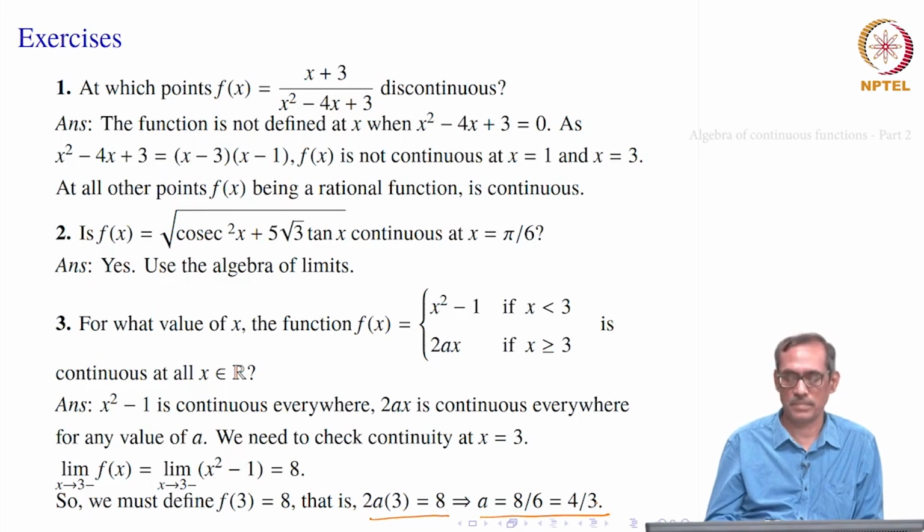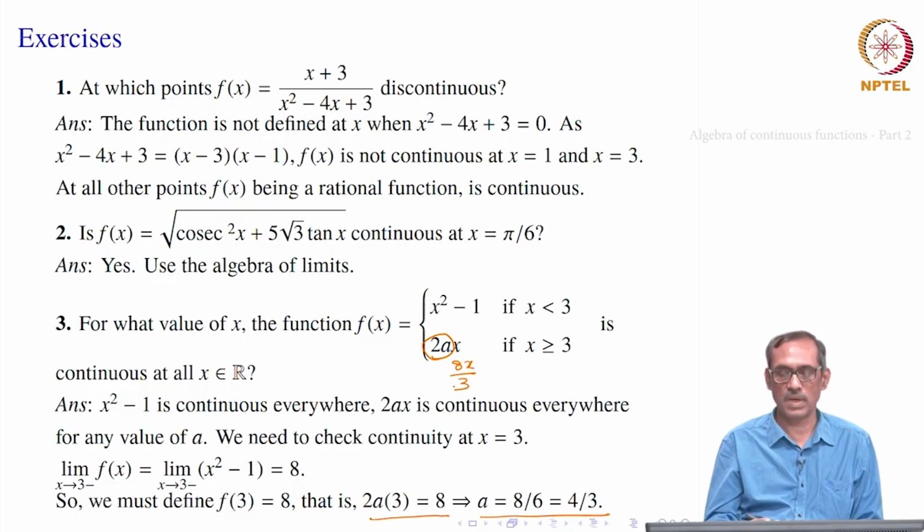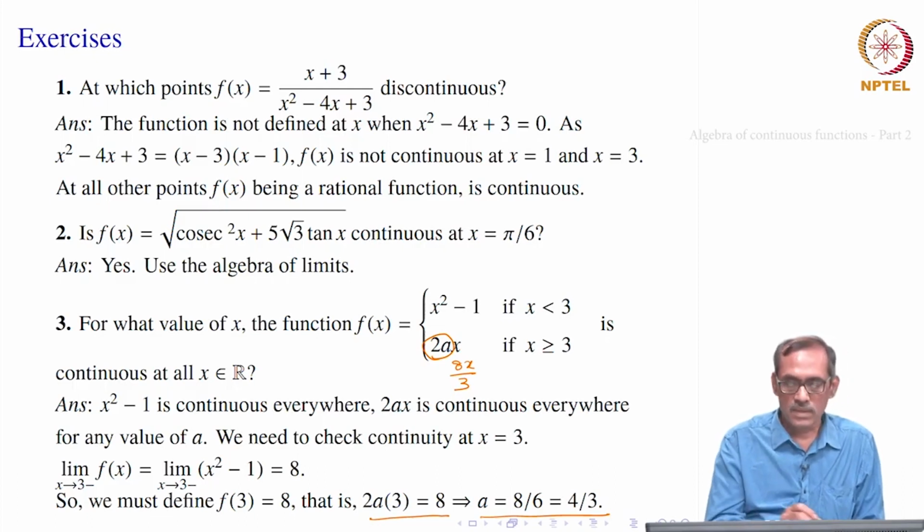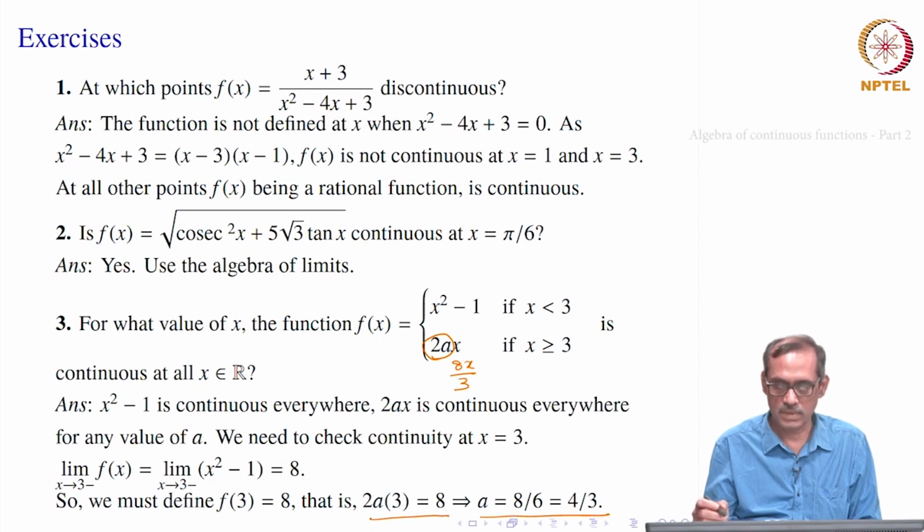So, 6a equal to 8, that is the functional value, which gives a equal to 8 by 6, or 4 by 3. On the right side, automatically the same limit will hold, limit x goes to 3 plus will be equal to the functional value, because it is already a continuous function, or you can also verify. So, that is how we are going to fix the value of a. The new function will have 2 times 4 by 3, which is 8 by 3, so it will be 8 by 3 x. Then this function will become continuous. Okay. So, that is how we are going to solve the problems basing on the algebra of limits. So, let us stop here.